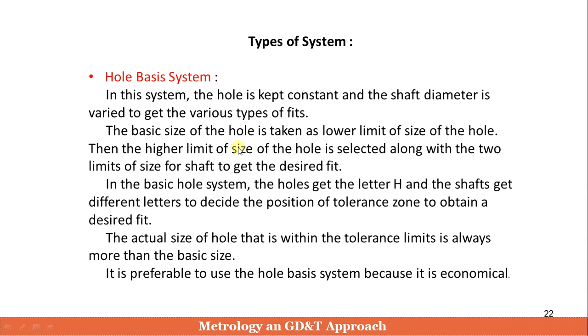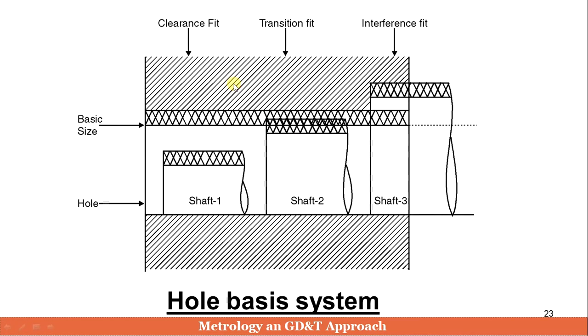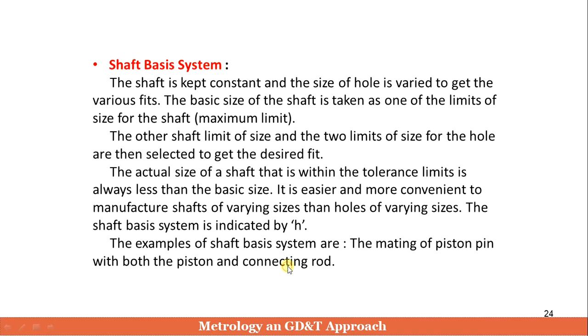Then we have provision of tolerance based on two systems, that is hole basis system and second one as shaft basis system. So in hole basis system we say that the size of a standard hole is kept constant, and then we classify the size of the shaft. So if we want a type of fit, we can simply vary the size of a shaft to obtain a basic fit. Suppose if you want a clearance fit, we can reduce the size of a shaft. If you want an interference fit, we can increase the size of the shaft instead of changing the dimensions of a hole. This is the basics of hole basis.